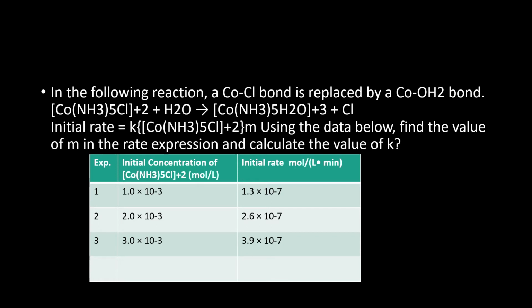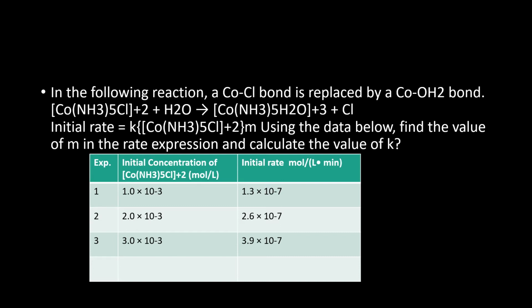So here we have a question. In the following reaction, the COCl, that is cobalt chloride bond, is replaced by a COOH bond. The reaction is given, the initial rate is expressed like this, and here the value of the power is not given. We have given a general value m. Using the data below, find the value of m in the rate expression and calculate the value of K. So we need to find the order first, then after that we need to find the value of K.